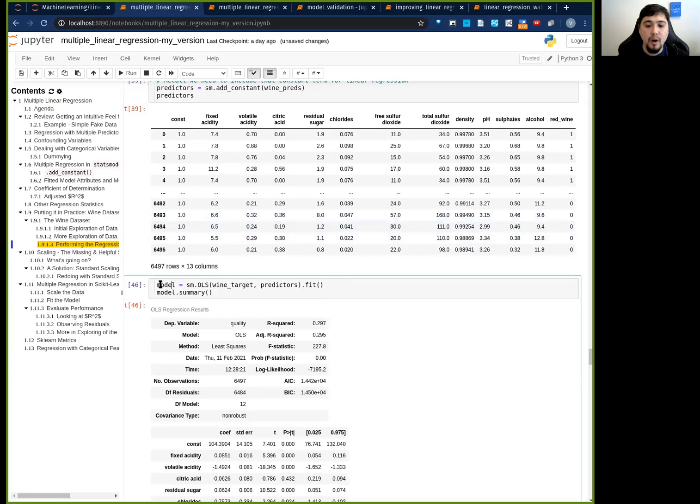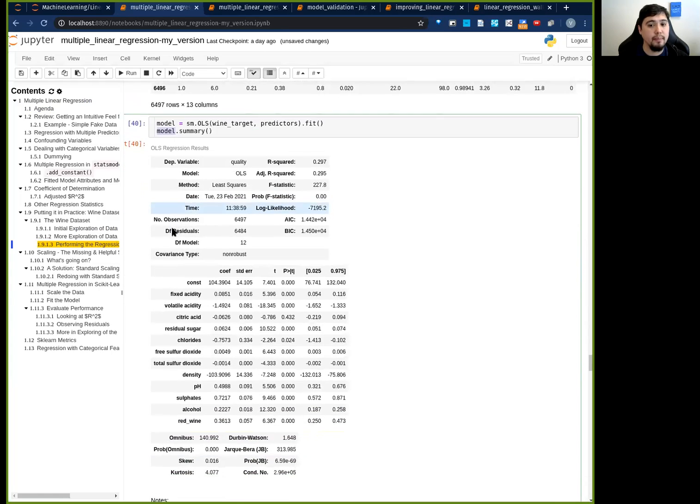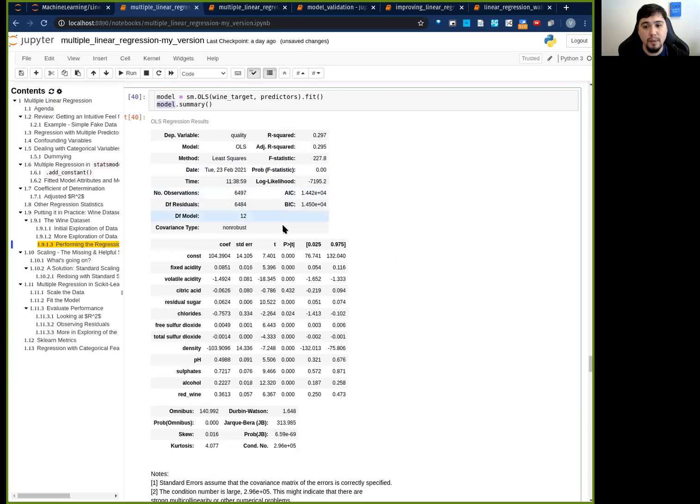Once we have that, we can actually run the model. It's similar to scikit-learn with a dot fit. We have our target and our predictors, with sm.OLS and then fit, and now we have this model, and the model's trained. To check out what came out of that model, we do model.summary, and this is where we get this large output of information.